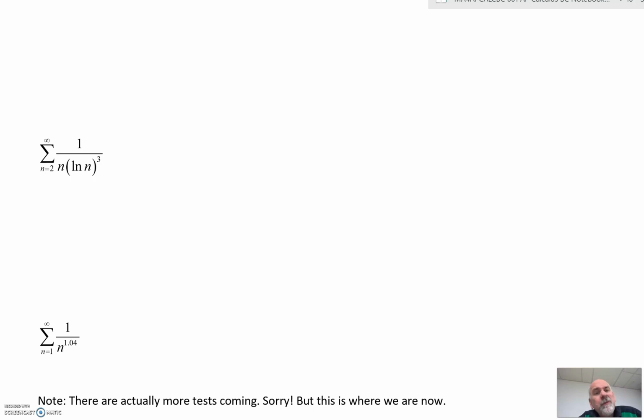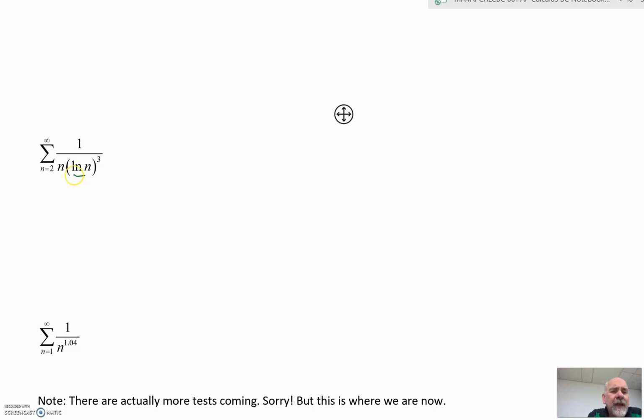Next one. I look at this one and I'm like, ugh. Okay, it doesn't look geometric. I see n showing up a bunch of places and not in the exponent. I don't see any reason why it'd be telescoping or anything. What about the integral test? That looks like something integratable. Let's think about this.